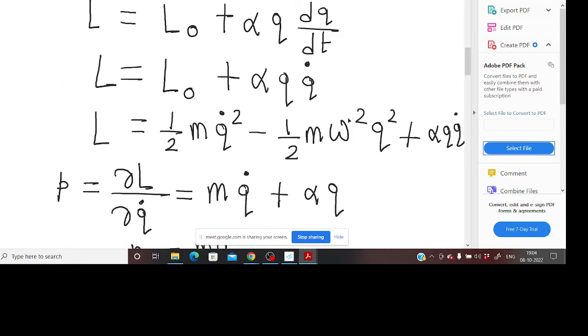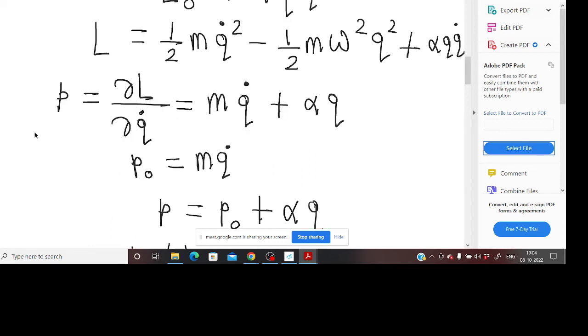So this is the new Lagrangian, right? This was the old Lagrangian L0, which is equal to half m Q dot square minus half m omega square Q square, and this term is new. This term is now added to it, right? Alpha Q into Q dot. So what will be the canonical momentum now?